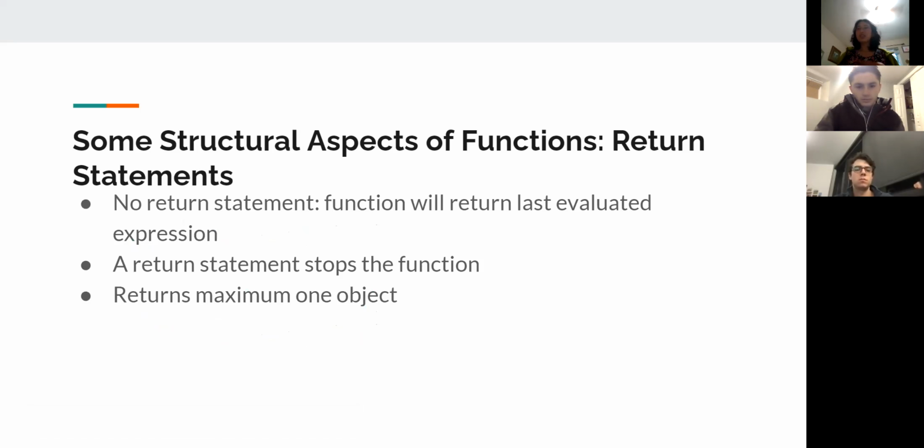The other thing that's important is that a return statement stops the function at that point, and you can return at most one object. This doesn't mean that you can just return one number. You can return entire lists or data frames or vectors or matrices, whatever you want, but it can only be one object. It can be a list of objects, which counts as one object, but when you return it and name it, you're only going to get one thing out.